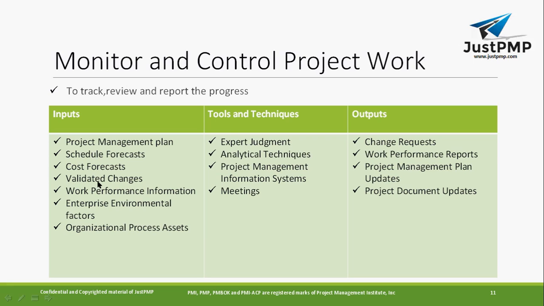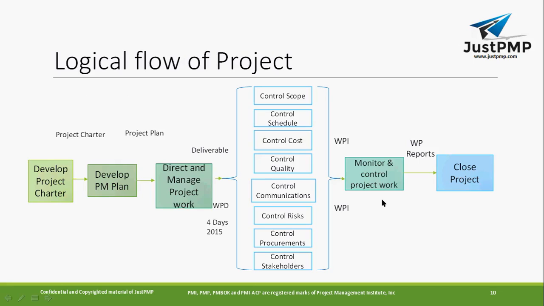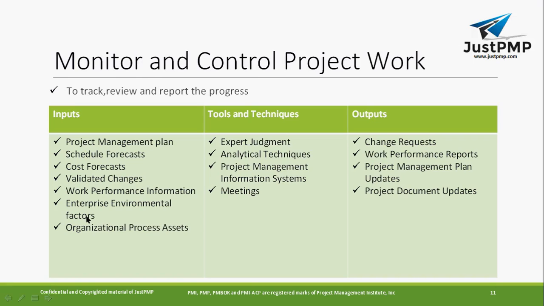Work performance information, which I have earlier shown you, becomes input to monitor and control project work. Then, as I told you earlier, enterprise environmental factors and organizational process assets are the two inputs which normally you'll get in most of the processes. Very simple. Any external factor that can affect your monitor and control project activities, you need to consider it. Organizational process assets, any process there, you need to consider as part of monitor and control project work.